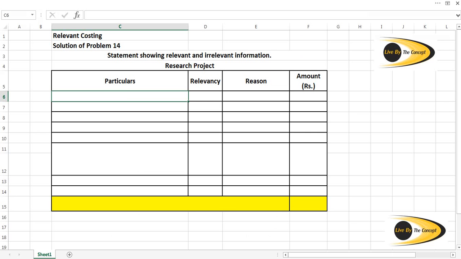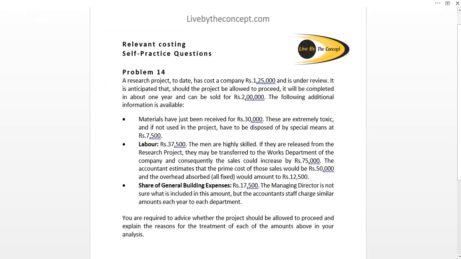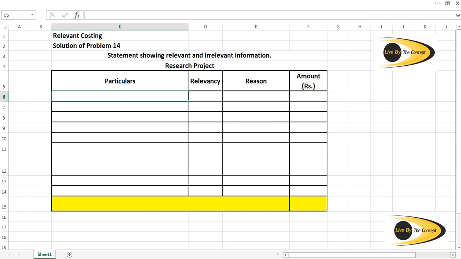Let us first have the statement where we have the relevant and irrelevant information. For that, we will be visiting the question again and we will try to figure out relevant and irrelevant information word by word through the question. A research project to date has cost a company rupees 1,25,000 and is under review. Now we need to understand that this 1,25,000 is a sunk cost. The reason is that you have already incurred this cost. Whether you go for the research project or not, you won't have any way of recovering this cost. So it will be considered an irrelevant item.